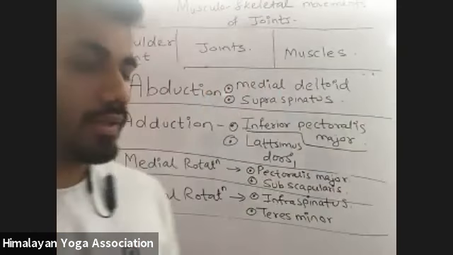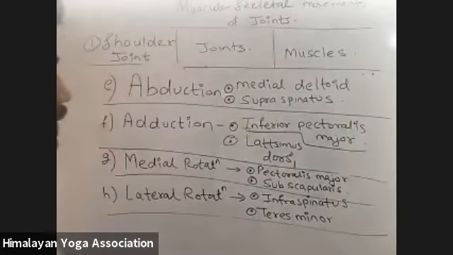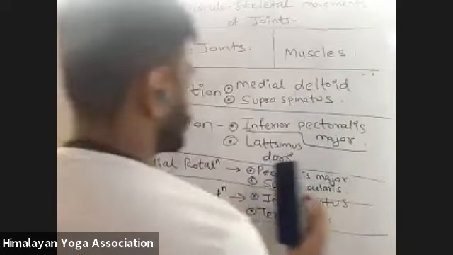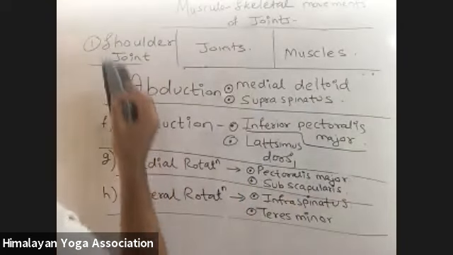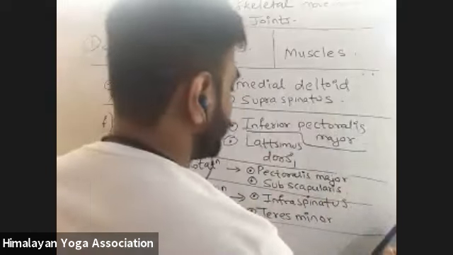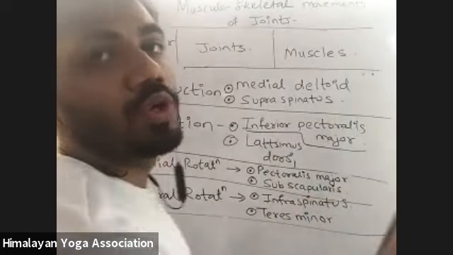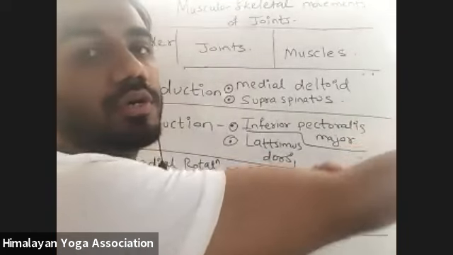Now we will move on to the next joint. So after the shoulder joint in our arm, we have the next, the elbow. So this is our elbow joint.